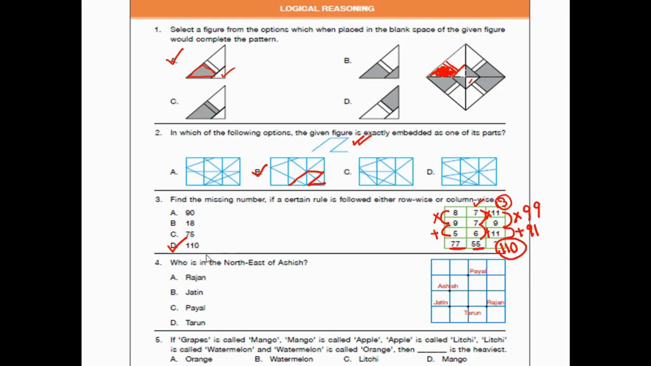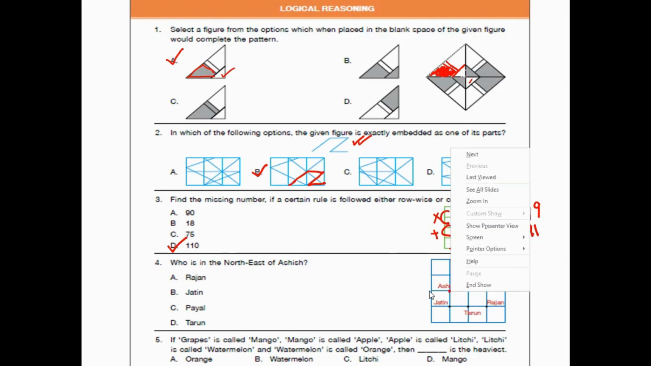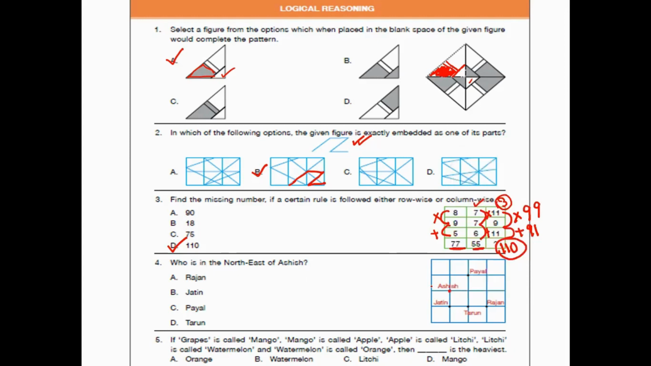Next, we come to question number 4. Who is in the northeast of Ashish? Here we can see Ashish is here, right? So in this point, this is the north of Ashish, as Ashish is here. This is the north of Ashish, this is the south of Ashish. And if we go like this, this is the east and this is the west. So who is in the northeast of Ashish? Here we can see Payal is here. So Payal will be the correct answer, right?